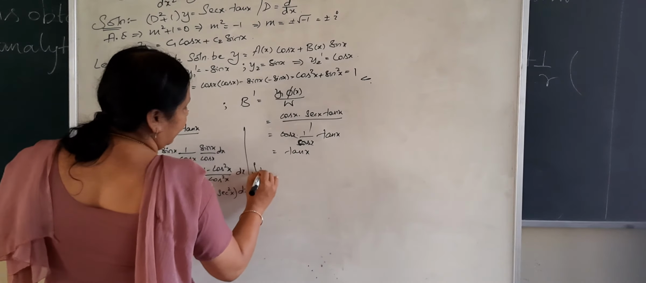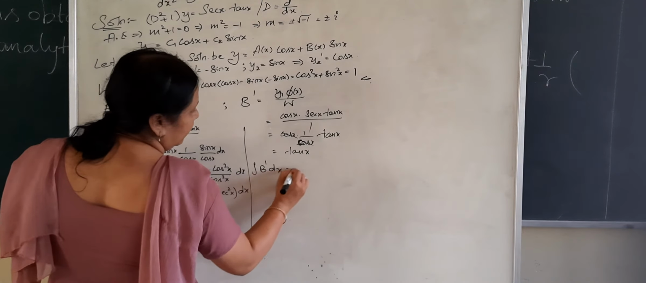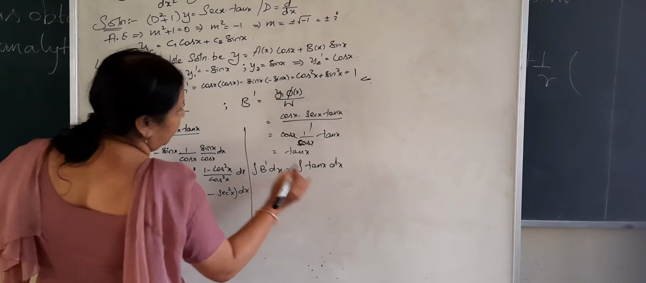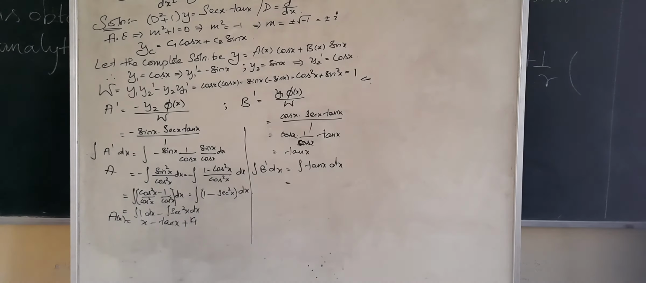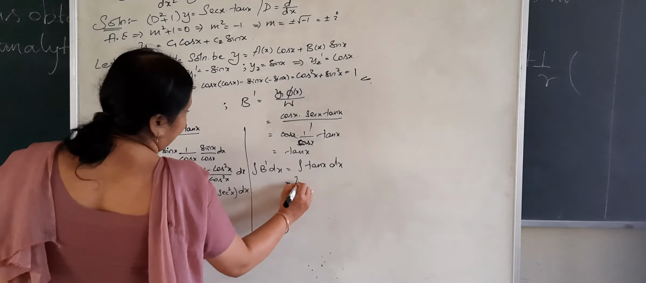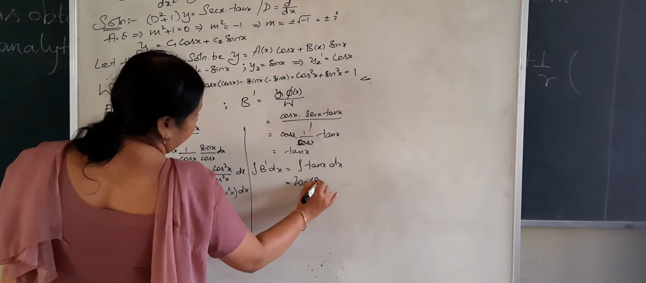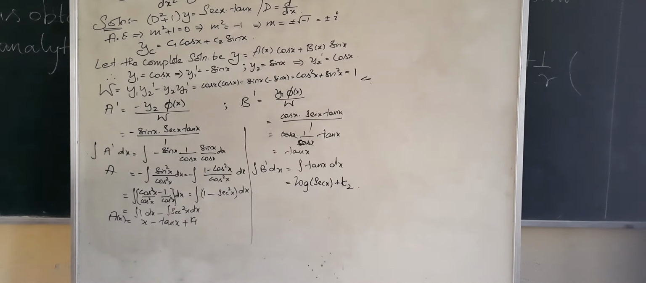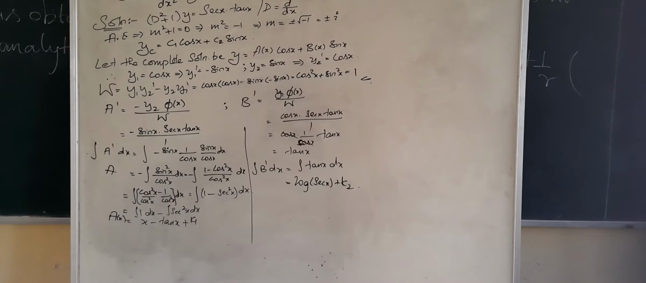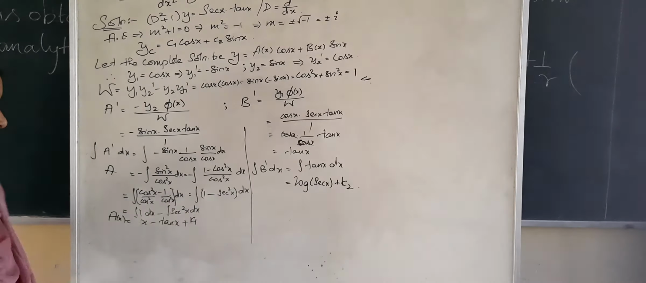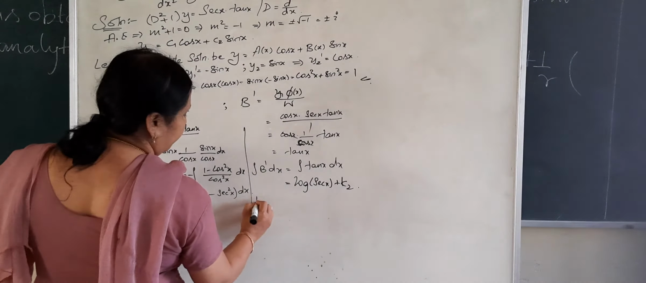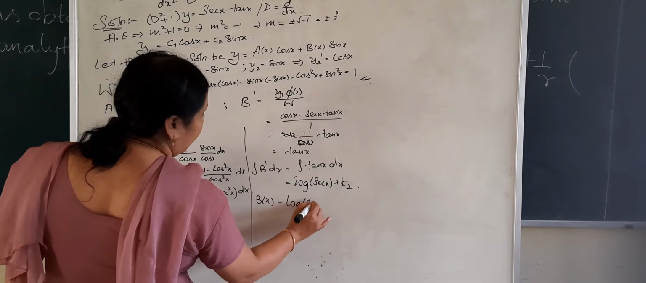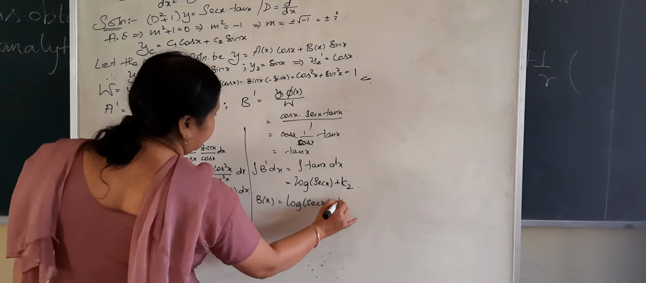Now integral b dash dx is equal to integral tan x dx. And we have a formula for integral tan x. What is that? Log of secant x plus c. Instead of c we have k2. So now that you got a and b values, this is our b of x. Therefore b of x is equals to log secant x plus k2.